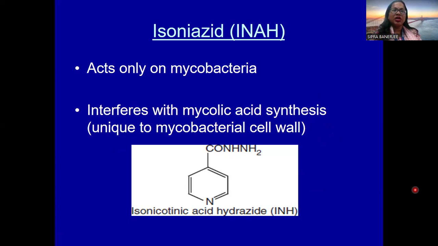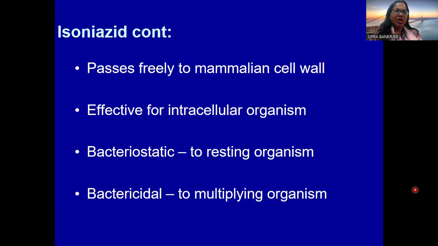Now, this is isoniazid, known as isonicotinic acid hydrazide, which is a six-membered, one nitrogen-containing heterocyclic moiety with a hydrazide moiety that acts on the mycobacteria and interferes with mycolic acid synthesis unique to the mycobacterial cell wall. Actually, TB bacteria are very tough to kill because the cell wall contains different components like mycolic acid and peptidoglycan, which is tougher than in general gram-positive and gram-negative bacteria.